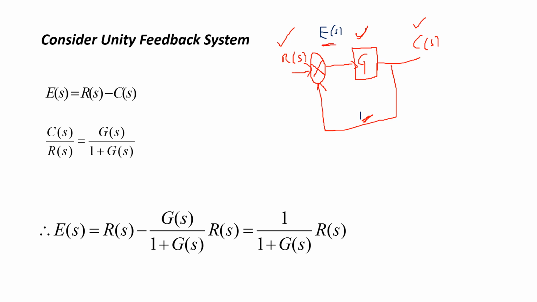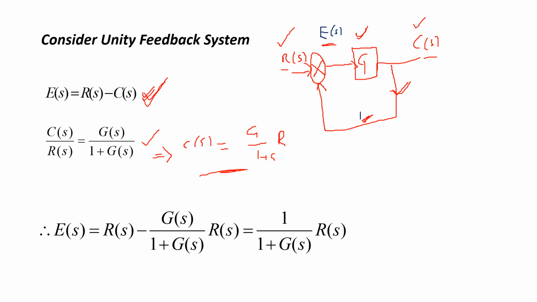Here E of s is given as the difference between R of s and C of s. Also find the transfer function of this unity feedback system, that is C of s by R of s, given as G of s by 1 plus G of s. From that, find the C of s value, that is C of s is equal to G of s by 1 plus G of s into R of s. Now substitute this C of s value in this equation.